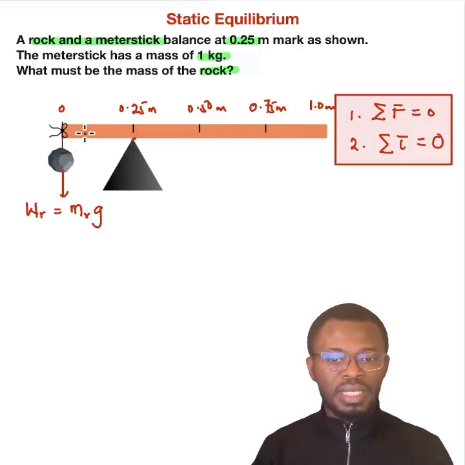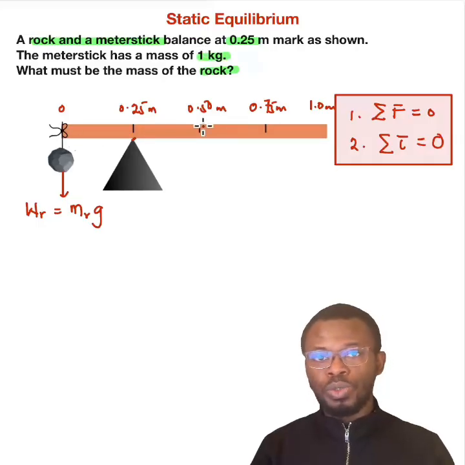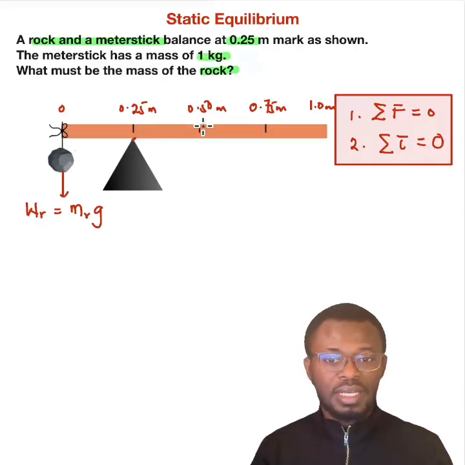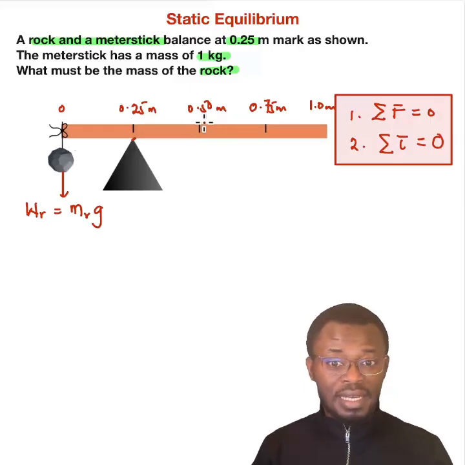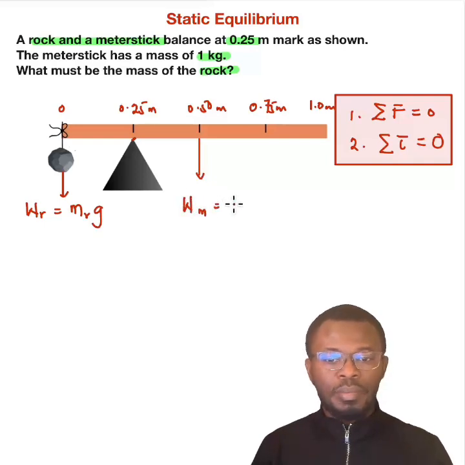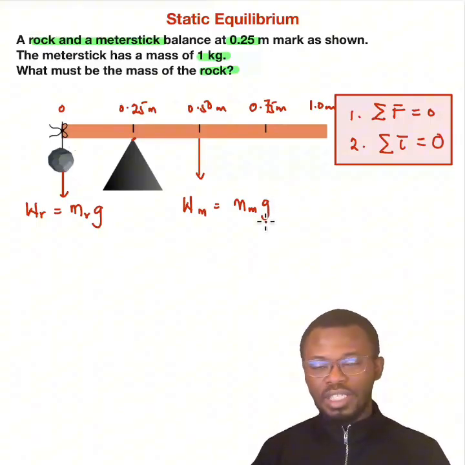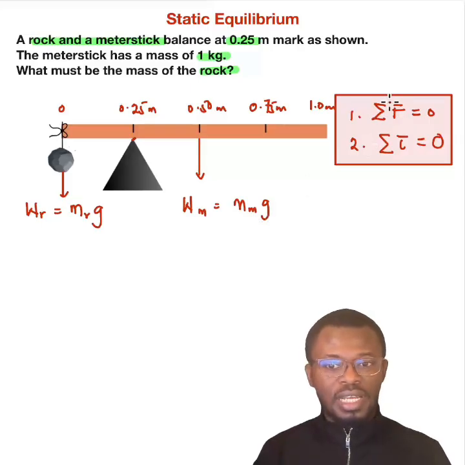If you look at this meter stick, we are assuming the 1 kilogram mass is uniformly distributed along its length. Therefore, the center of mass of this meter stick is exactly at the 0.50 meter mark, and the total weight of the meter stick acts through the center of mass. The weight of the meter stick is the mass of the meter stick times acceleration due to gravity. So let's check the first condition of static equilibrium, which is the translational equilibrium.